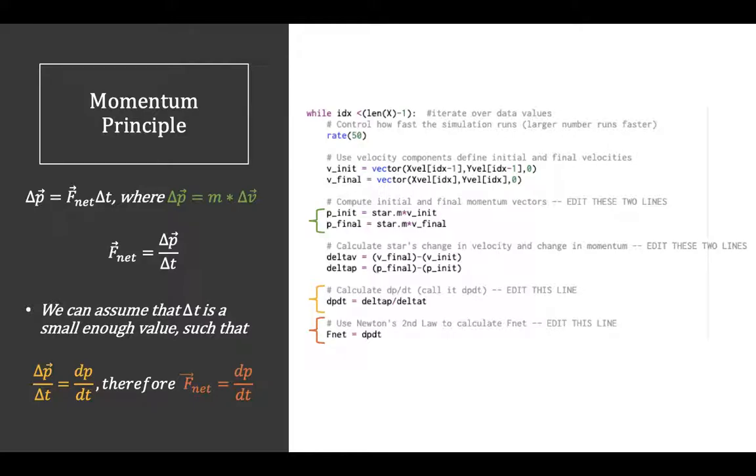We then must calculate dp/dt. We can arrange the momentum principle such that F net is equal to change in momentum over change in time, and we make the assumption that the value of delta t is small enough so that delta p over delta t is equal to dp/dt. Therefore, F net is equal to dp/dt. Here we can see where we define dp/dt as delta p over delta t, and here we can see that we define F net as dp/dt.